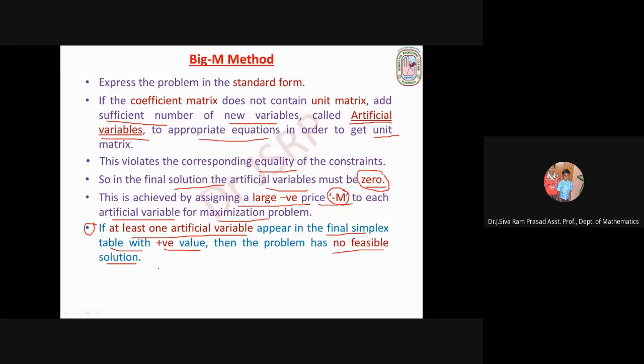So this is one more question. How do you identify an infeasible solution to a linear programming problem in the simplex method? You have to write this part: if at least one artificial variable appears in the final simplex table with a positive value, then the problem has no feasible solution, or the problem has an infeasible solution. So that is the big M method to handle artificial variables, or to handle constraints with greater than or equal type.